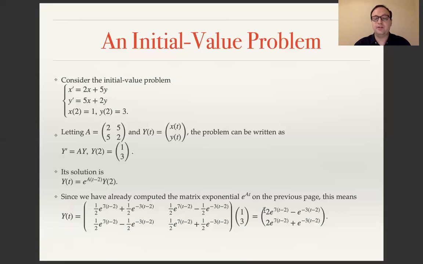So it's the column vector with entries: 2 e to the 7 times (t minus 2) minus e to the minus 3 times (t minus 2), and the second entry is 2 e to the 7 times (t minus 2) plus e to the minus 3 times (t minus 2). So this looks surprisingly symmetric. In general, it should not look like this. The two entries will be a little bit more different from each other.